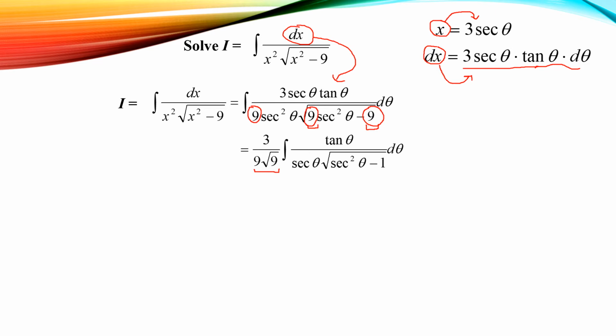That leaves us with tan theta in the numerator. Secant theta, one of those is going to cancel, so we end up with a single secant theta in the denominator. And then inside the square root, we factored out the root 9, so all we're left with is secant squared theta minus 1.